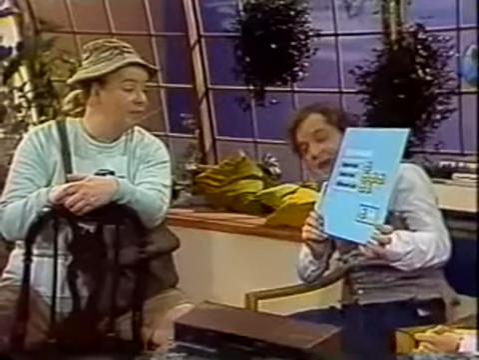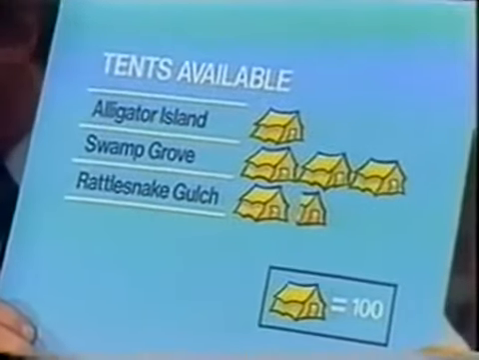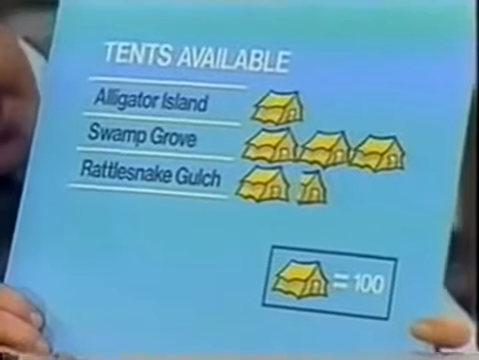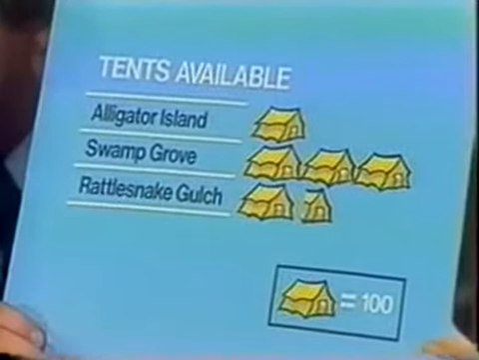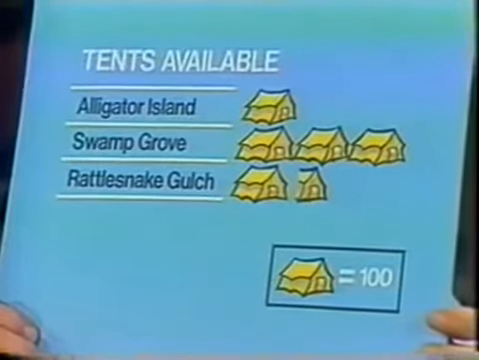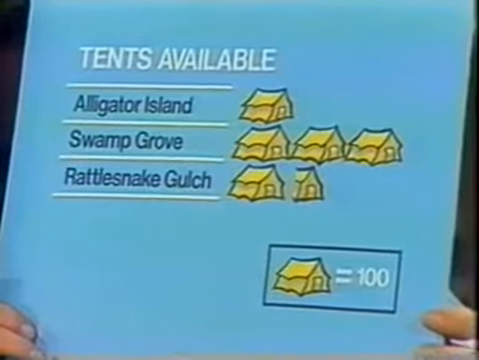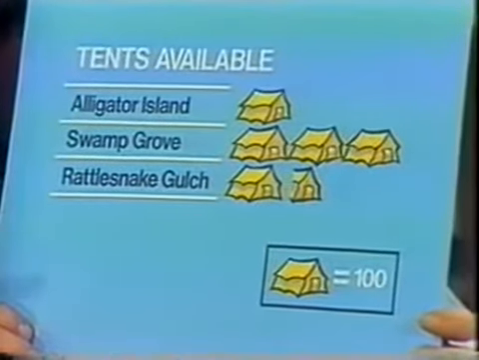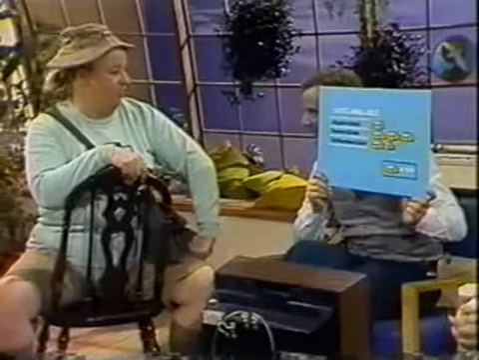Now, each tent symbol represents 100 tents. So, Alligator Island has 100 tents. Swamp Grove has 3 tent symbols, which means it has 300 tents. And Rattlesnake Gulch has 1 1/2 tents. That's 100 tents, and that half tent must mean 1/2 of 100. 50. 150. Rattlesnake Gulch has 150 tents, right? Right.